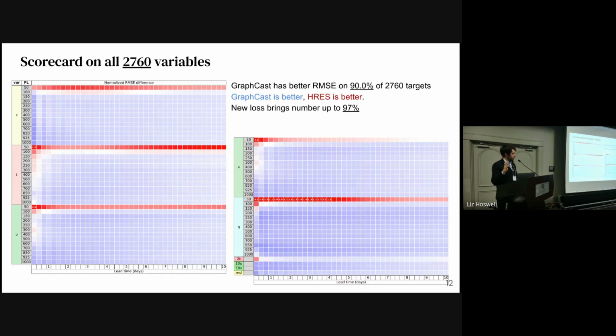And you can see that across all the variables, we're pretty much better, except at the very top levels of the atmosphere, where after running the test, we realized we were weighting them very little. Once we weighted them a bit more and made the network care about those as well, we improved the number of variables where we beat HRES from 90% to 97%.